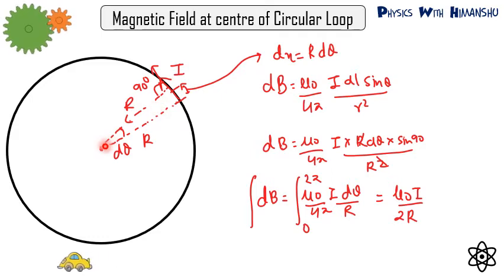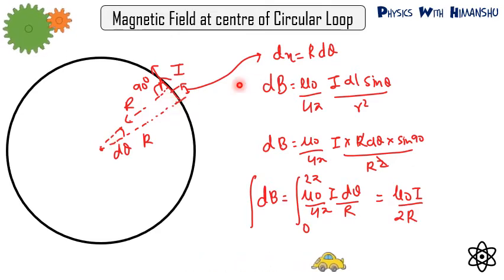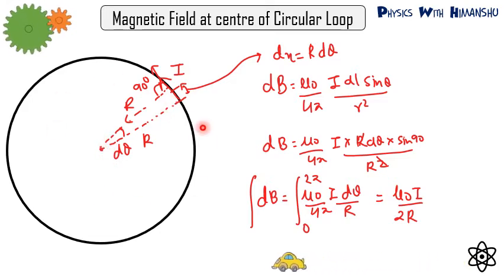Now if you see, the angle between r and dl will be 90 degree, because the length vector will be in that tangential direction and the point is at the center. So joining this line, this angle will be 90 degree. So theta is 90 degree. The small length element dl will be r d theta. And what will be the distance of the center from this point? It will be r, because the center is at the same distance from all the points of a circle.